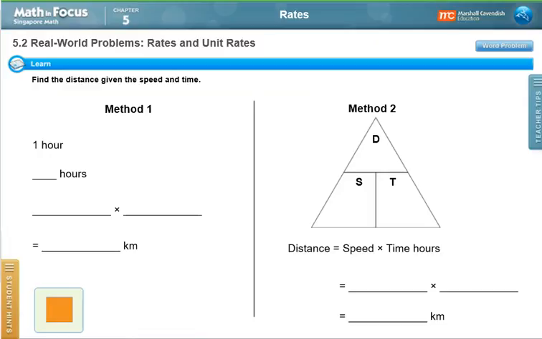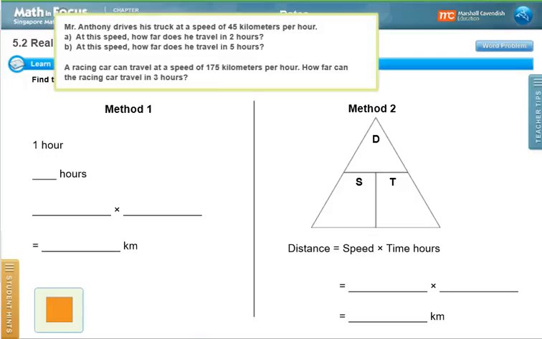Distance, rate, and time. Mr. Anthony drives his truck at a speed of 45 kilometers per hour. We're just going to answer one of these. We'll just deal with 2 hours. We're going to do Mr. Anthony's going at one method, and we're going to look at the racing car using method 2.